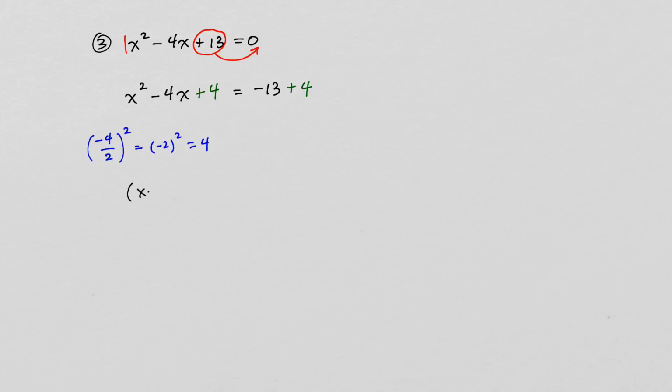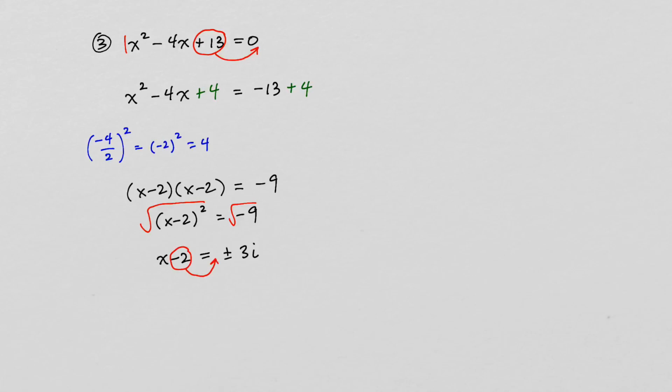The left-hand side you can factor into x minus 2 times x minus 2, and the right-hand side is negative 9. And so this is x minus 2 squared equals negative 9, and taking the square root of both sides, we get x minus 2 equals plus or minus the square root of negative 9, which, remember now, is 3i. And the last step is we're going to move negative 2 to the other side, and that gives us 2 plus or minus 3i.